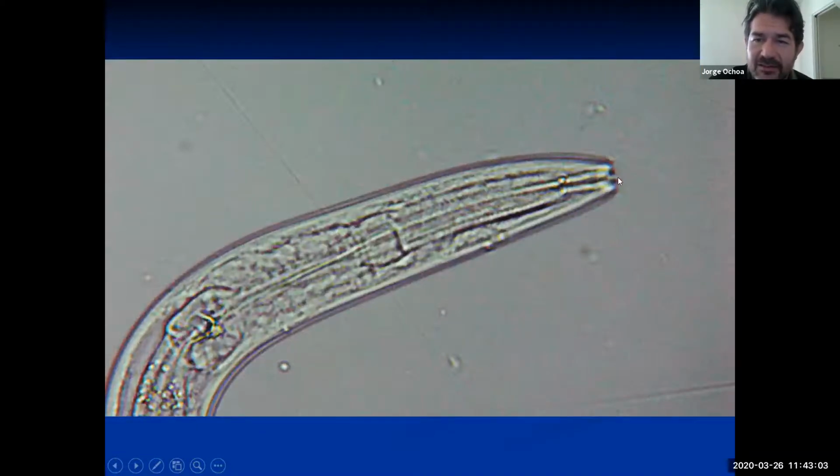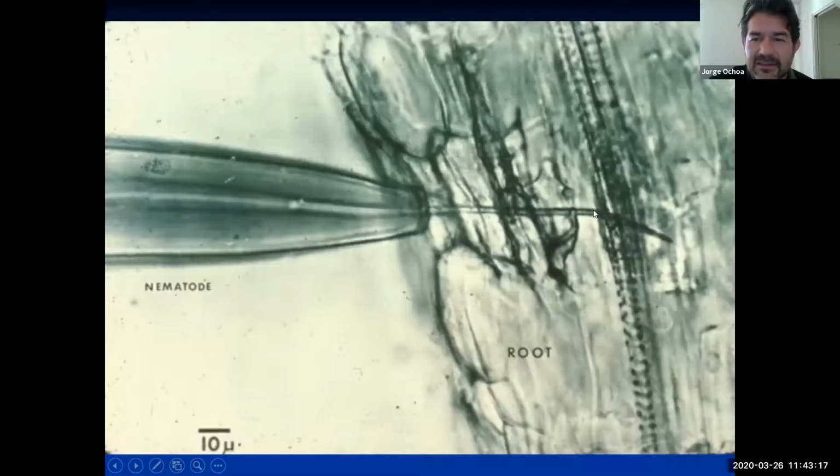So here's the end, or the tip, of that stylet, and then the rest of the parts that we see. And from Google, a pirated photograph: here's where the nematode has ejected that stylet and stabbed the root of a plant, and that is the vascular system. So it's able to probe and reach the vascular system to drink the sap and cause the problem. So that's a nematode mouth.